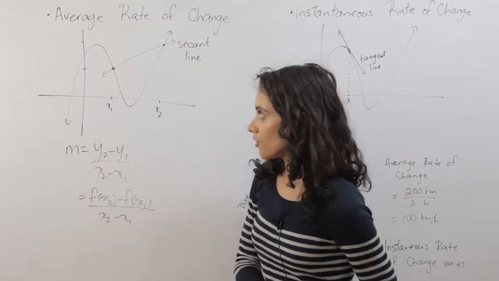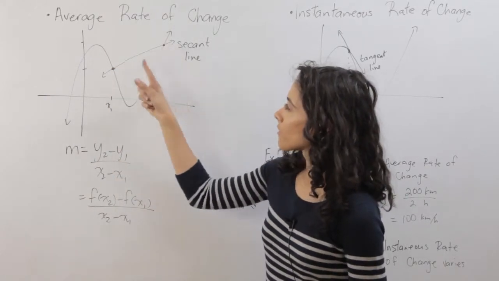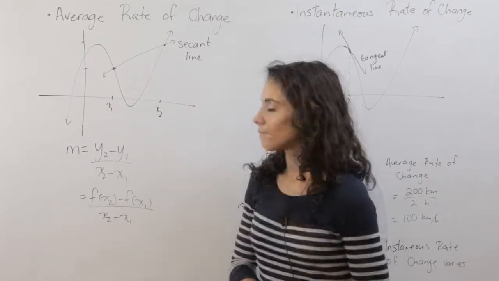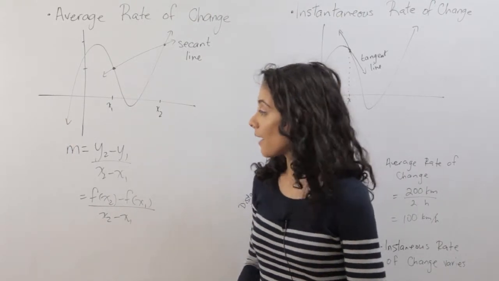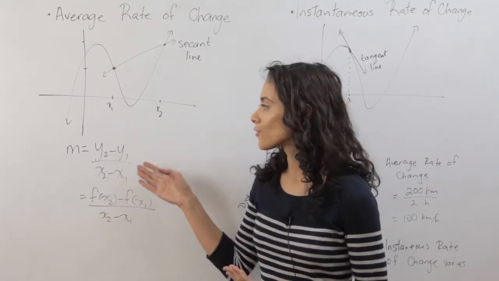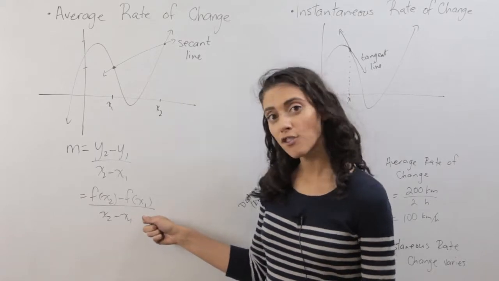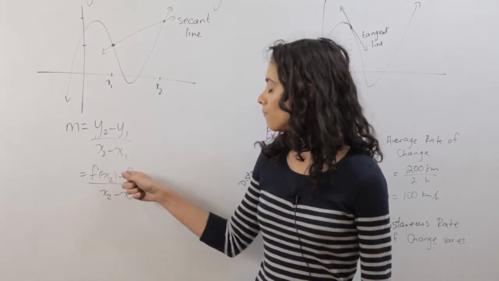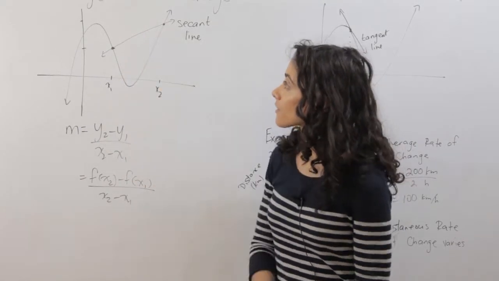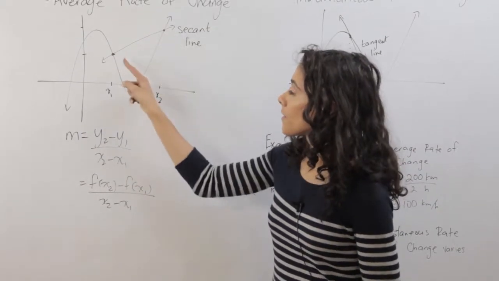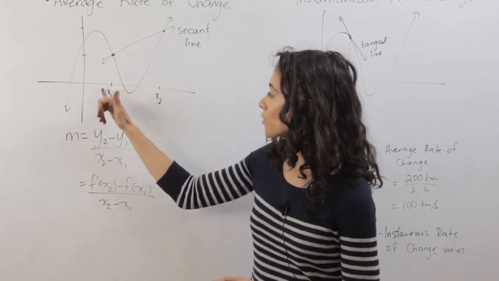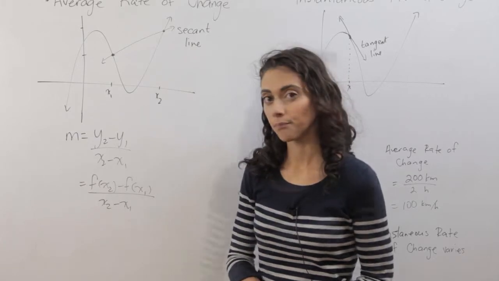The average rate of change is when you select 2 points on a curve, connect them with a line, and you find the slope of that line. Remember that the slope of a line is given by y2 minus y1 over x2 minus x1, or rise over run. We can also write this in function notation as f at x2 minus f at x1 over x2 minus x1. This line I've drawn here is called the secant line. Finding the slope of that line, we say that it is the average rate of change of the function from this point x1 to this point x2.